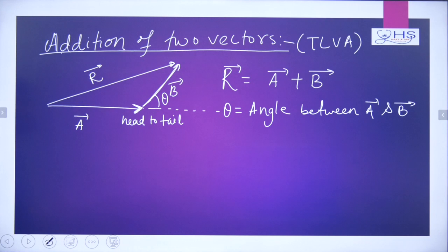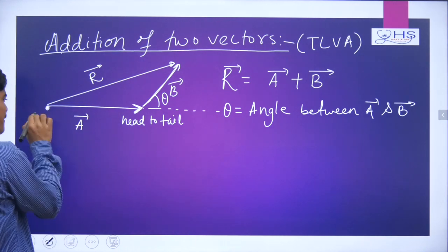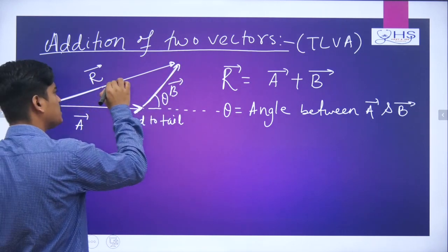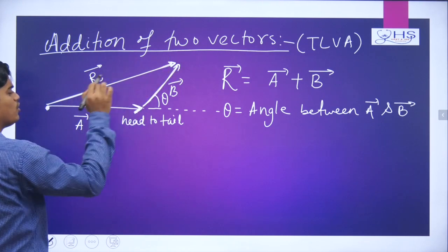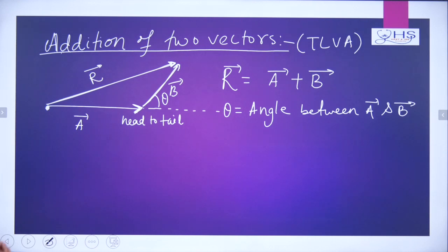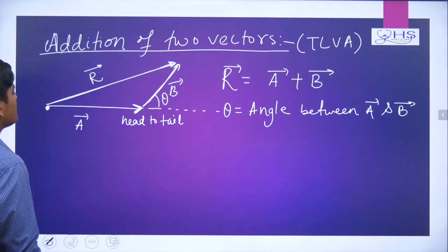If head to tail joining is there, and here you see this is the A vector tail and this is the B vector head, then the resultant will be what? The resultant will be from the tail of the first vector to the head of the second vector. So this will be the resultant direction. Remember this one? Okay. Now theta is basically nothing but the angle between A vector and B vector.